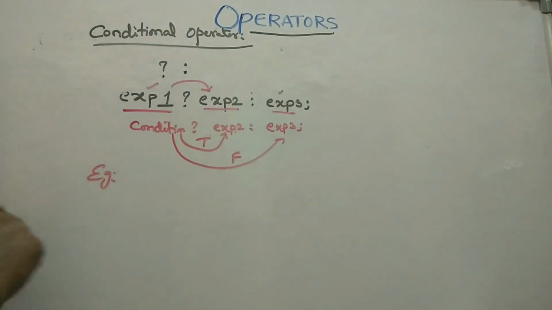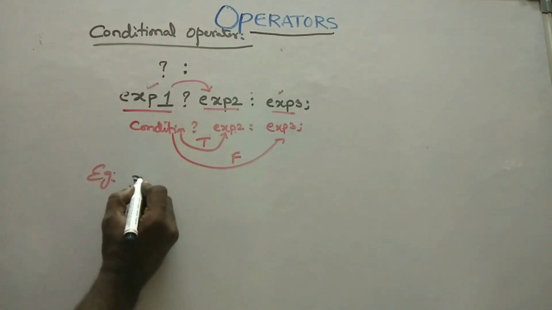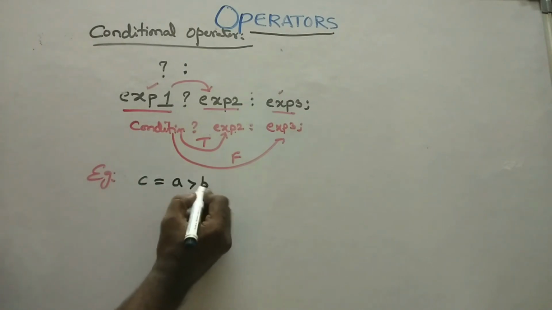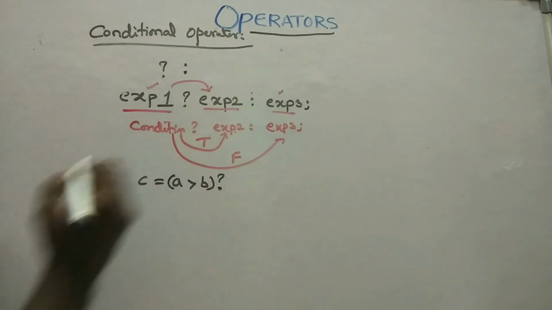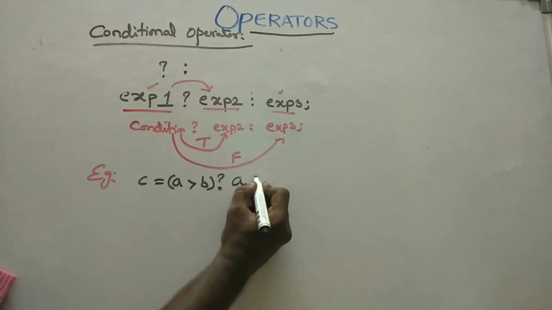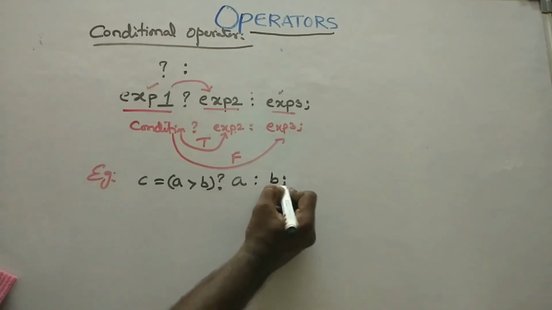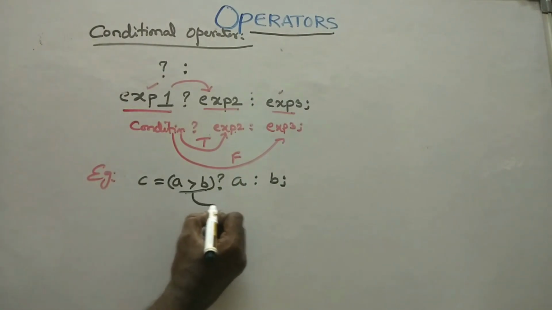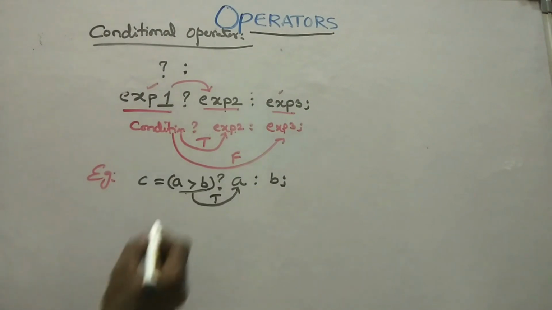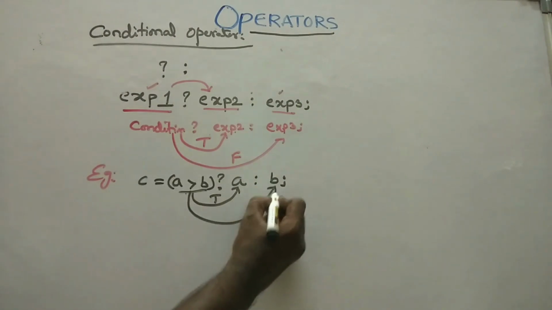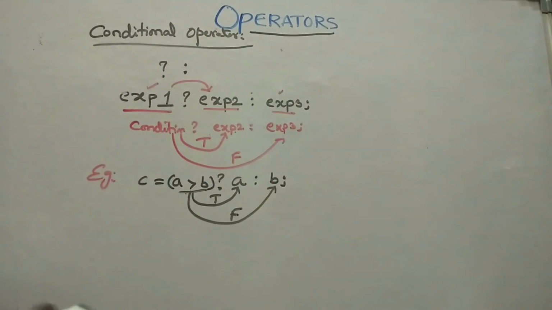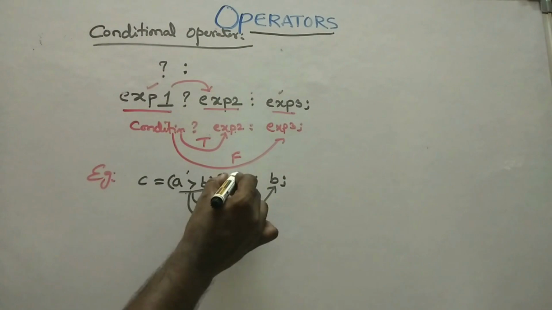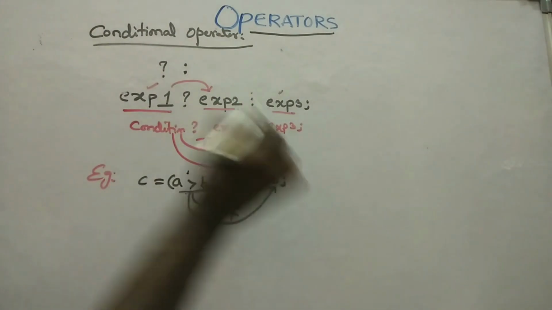Suppose, for example, C = A > B ? A : B; What is the meaning? If A greater than B is true, I take the result as A. If A greater than B is false, I take the result as B. That's all. Now what is the output of C? Depending on the condition, if it is true the output is A. If it is false the output is B.